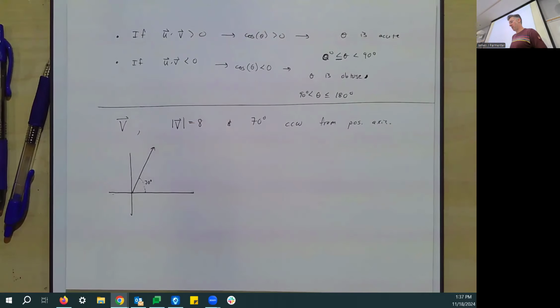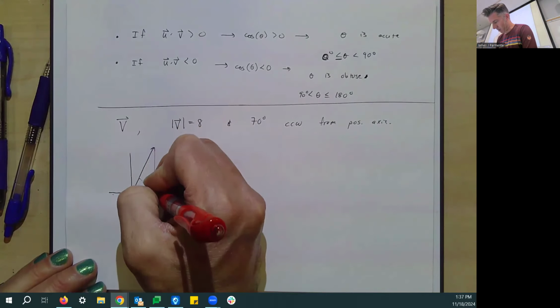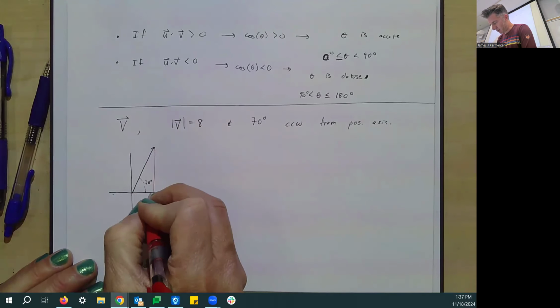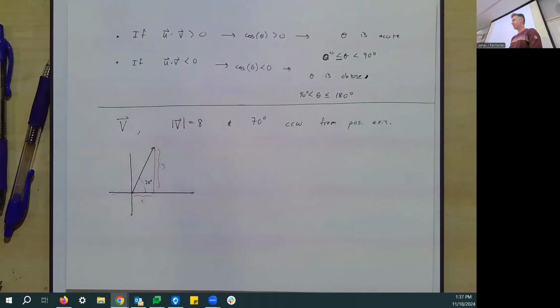And really, these problems mostly are trigonometry problems. We're being asked to find the x coordinate and the y coordinate. Question.